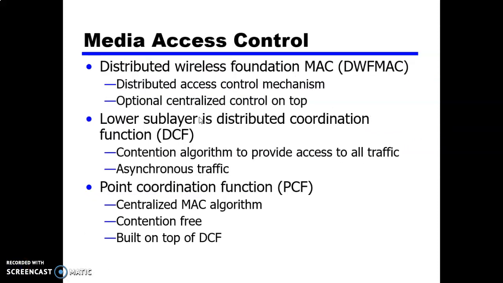So now let's proceed further. As we have seen, the lower sublayer is the distributed coordination function, also known as DCF, and the upper sublayer is the PCF, which is also called the point coordination function. Now the DCF provides a contention algorithm to provide access to all the traffic. It mainly deals with asynchronous traffic. And about the PCF, we can say that it is a centralized MAC algorithm. It is contention free and it is built on top of the DCF.